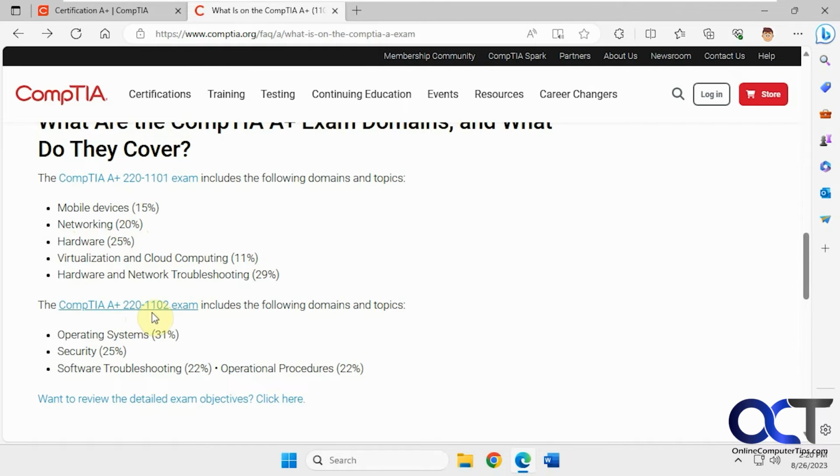And then the 1102 exam, less topics, but still the same amount of questions here. Operating systems, security, software troubleshooting, and operational procedures.